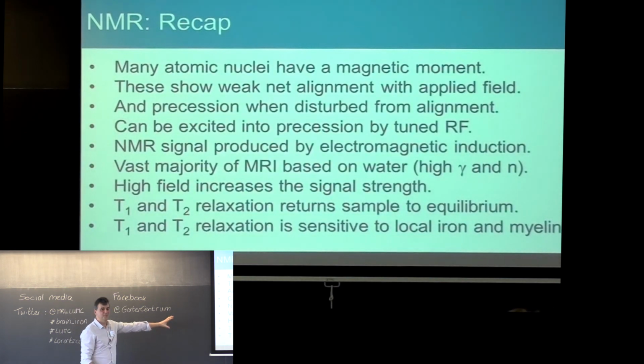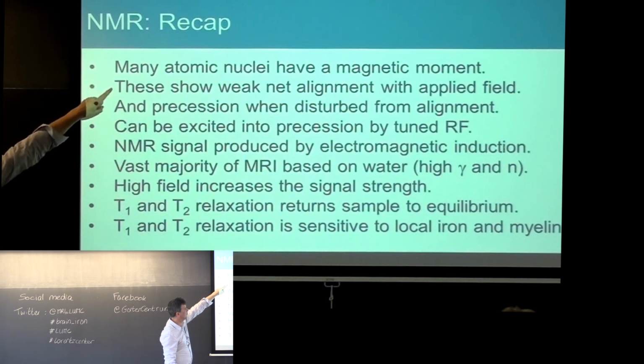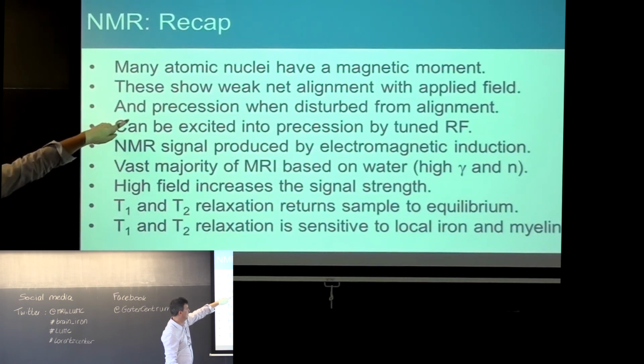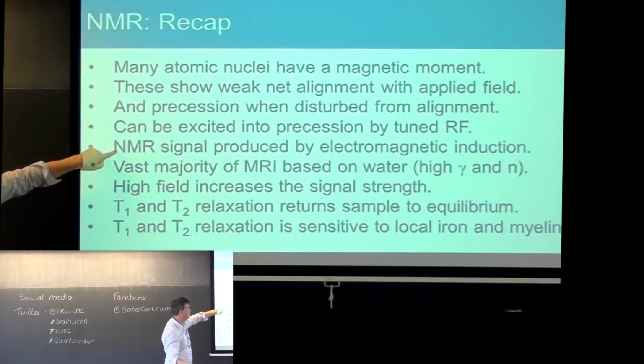Okay, so I did put in some recaps into these things. I tried to condense everything into one-sentence bites, so it's probably worth just recapping. Many atomic nuclei have a magnetic moment. These collectively show a weak alignment with the applied field, and they show precession when they're disturbed from alignment. They can be excited into precession by tuned radio frequency. The NMR signal is produced by electromagnetic induction.